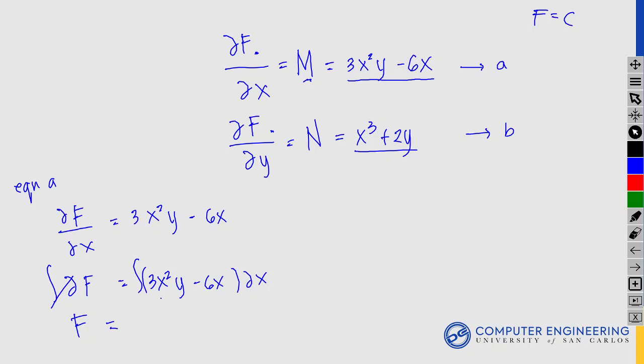So this becomes 3y integral of x² dx minus 6 integral of x dx. So this becomes 3... what's the integral? This becomes x... what's again?